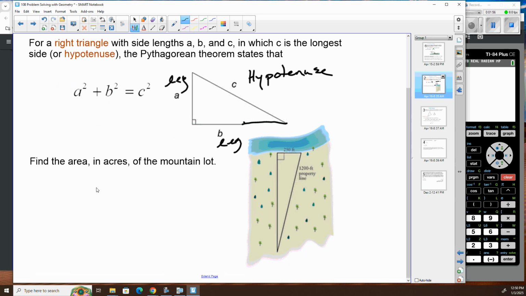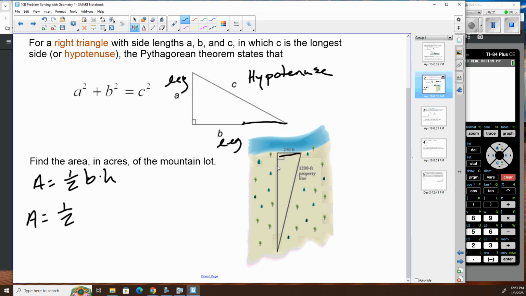So this one says, find the area in acres of the mountain lot. It looks like here we have a triangle. So I would want to do the area formula of a triangle, which is 1/2 base times height. So if I got that, I would do 1/2. The base and the height are the two sides that make up the 90-degree angle.